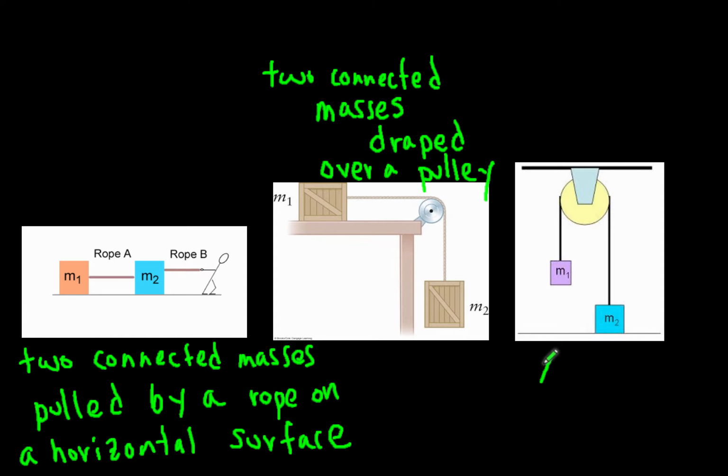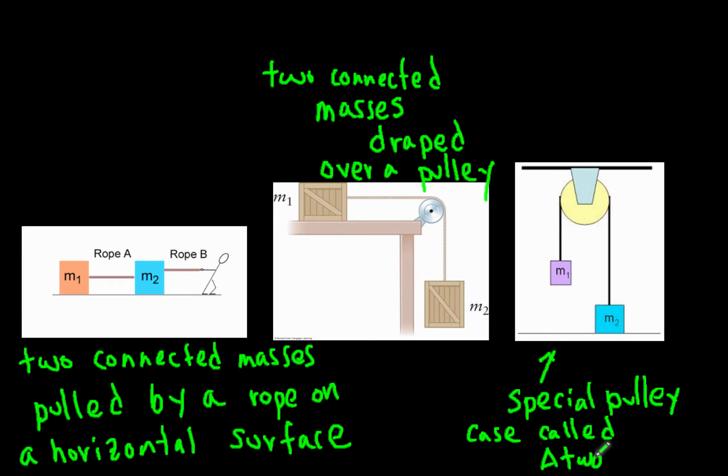There's a special pulley system that we'll look at today called the Atwood's machine, which is two masses draped over a single pulley. Both are hanging, and the only forces on the system are the force of gravity.